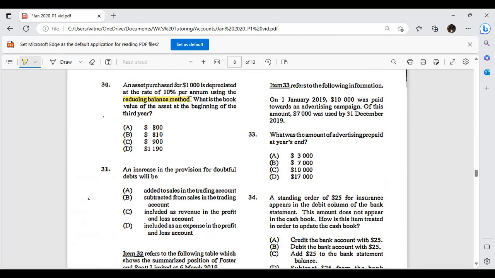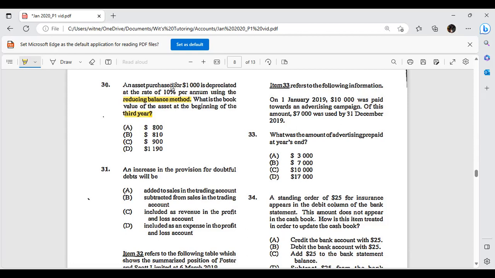Always focus on the method that you use. What is the book value of the asset at the beginning of the third year? Reducing balance method, guys. So at year one, remember, with the reducing balance method, depreciation is charged on your net book value.